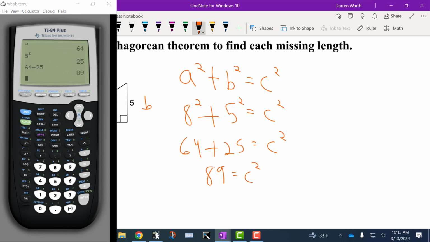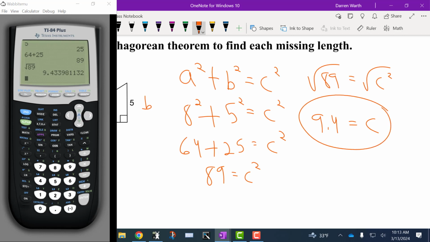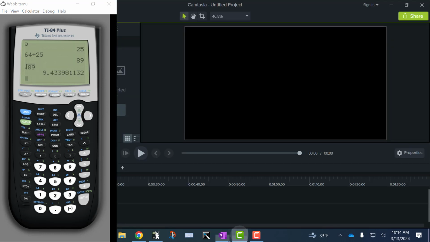So now to get rid of the squared sign, I just take the square root of both sides. So the square root of 89 equals the square root of c squared. So that's going to simplify that down to c. I'm just going to type in my calculator the square root of 89. Go ahead and hit enter. And that comes out to be 9.4. So that's the answer to number 10, 9.4.